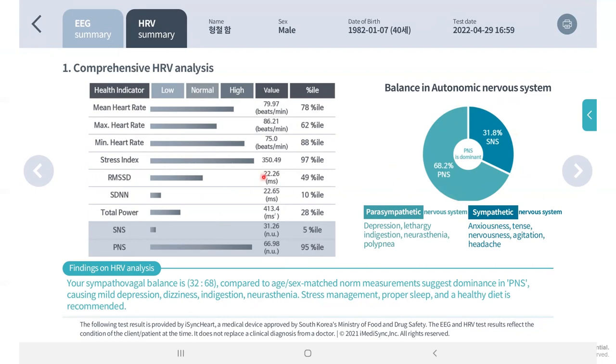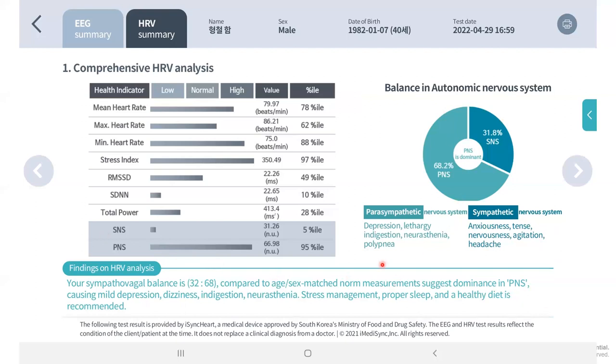In this case, SDNN is quite low percentile. SDNN is usually very high in the healthy population. In this case, low percentile means HRV is small, variability is small. HRV autonomic resilience is small in this case. And the sympathovagal balance in this case, parasympathetic activity is dominated.